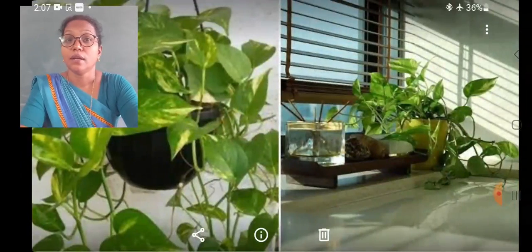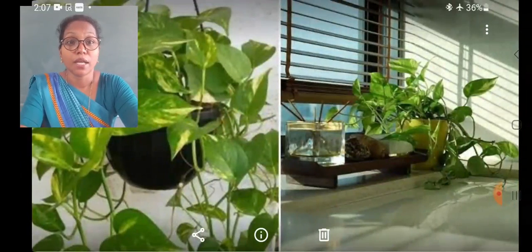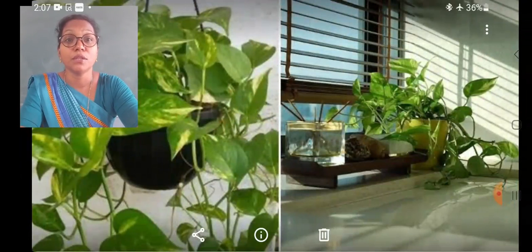Now children, the stem cuttings of money plant can be used for making new money plants. Money plants are ornamental plants that are used inside our houses. They purify the air.